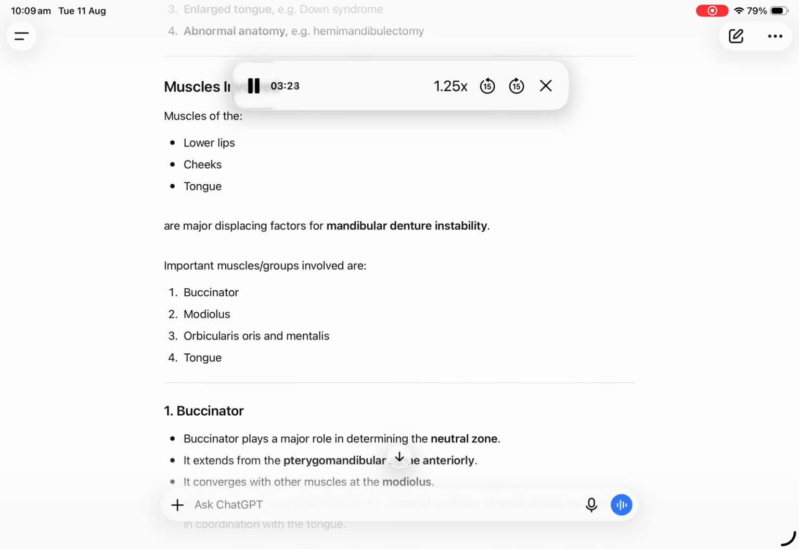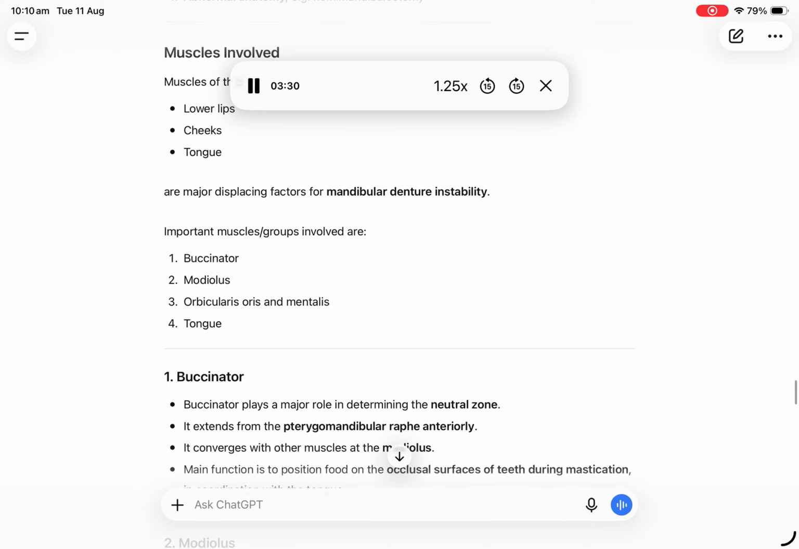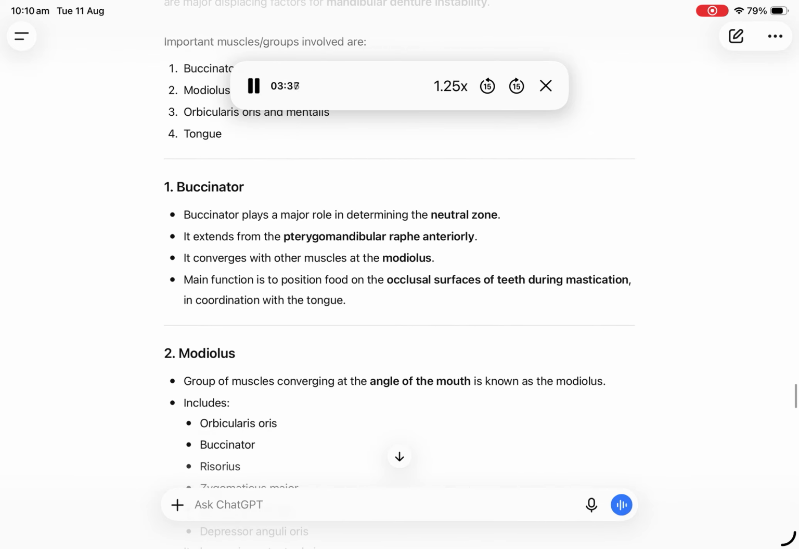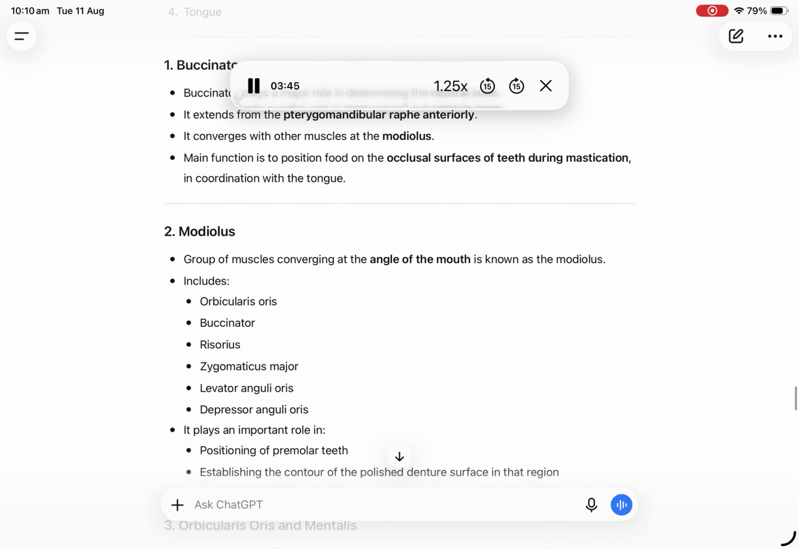Important muscle groups involved are 1. Buccinator, 2. Modiolus, 3. Orbicularis oris and mentalis. Number 1. Buccinator. Buccinator plays a major role in determining the neutral zone. It extends from the pterygomandibular raphe anteriorly. It converges with other muscles at the modiolus. Its main function is to position food on the occlusal surfaces of teeth during mastication, in coordination with the tongue.